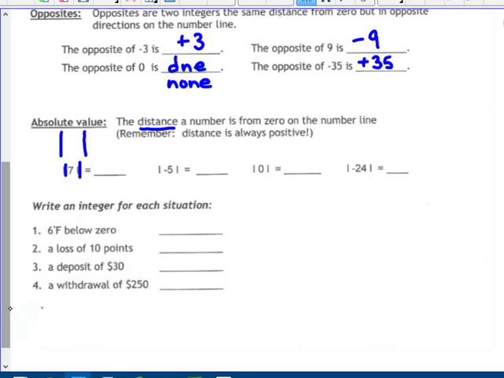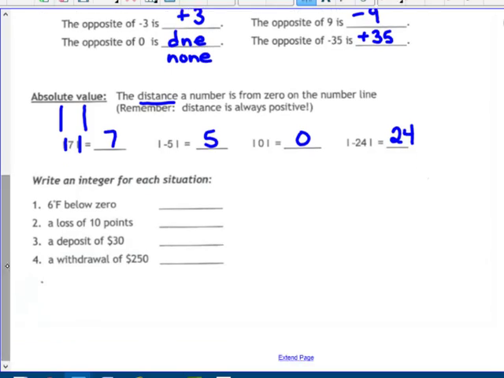They look a little bit longer usually than the number itself. So the absolute value of 7 is 7. How far away is 7 from 0 on the number line? The absolute value of negative 5, how far away is it from 0? Well, it's 5 hops away, so its absolute value is 5. The absolute value of 0, how far away is 0 from itself? 0 spaces on the number line. And the absolute value of negative 24 is 24. So you can see absolute value is just the number itself that's inside that symbol without any signs on it, positive or negative.